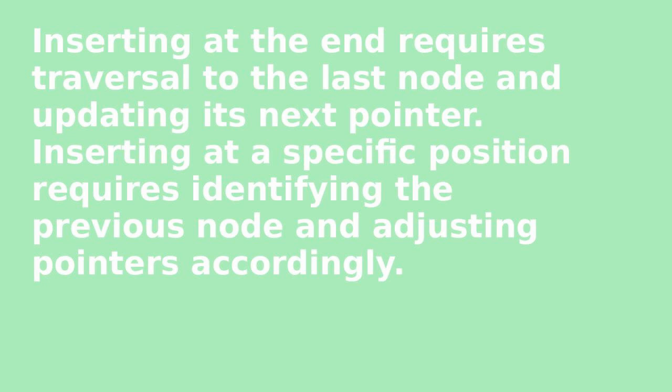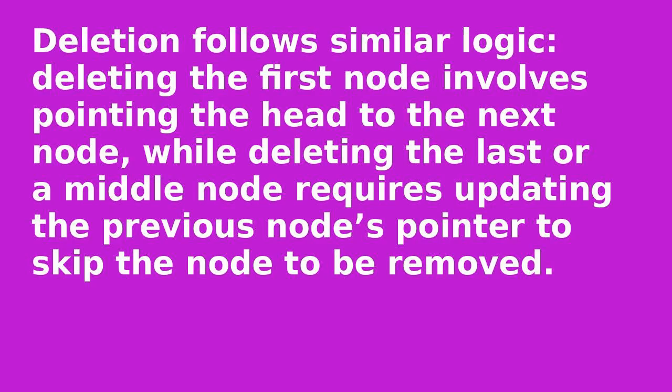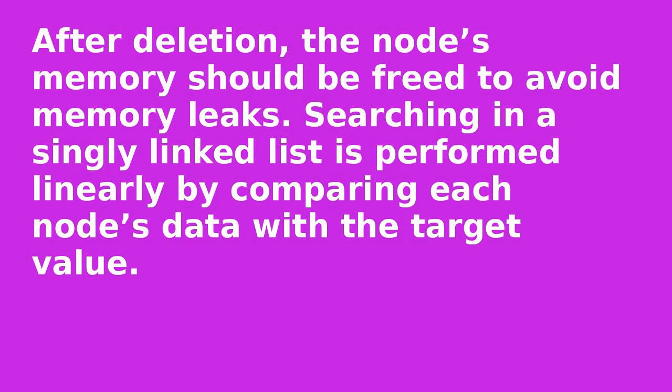Inserting at the end requires traversal to the last node and updating its next pointer. Inserting at a specific position requires identifying the previous node and adjusting pointers accordingly. Deletion follows similar logic. Deleting the first node involves pointing the head to the next node, while deleting the last or a middle node requires updating the previous node's pointer to skip the node to be removed. After deletion, the node's memory should be freed to avoid memory leaks.